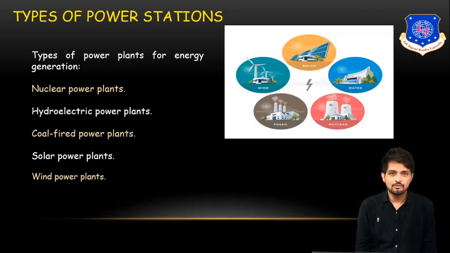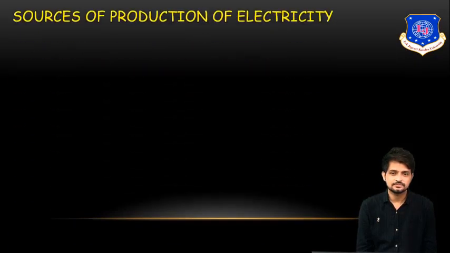Then solar power plant. In solar power plant we are using the solar energy. We are using the photovoltaic cell. Solar panels are used, solar trees are formed, and from those solar trees the light energy is converted to electrical energy. So there are also the power stations in which the solar energy from the sun is used. Wind energy: if we are using the wind energy, then with the help of windmills we can generate the electricity, and those are known as the wind power plants. So these are the main types of power plants that are used in India as well as other countries.